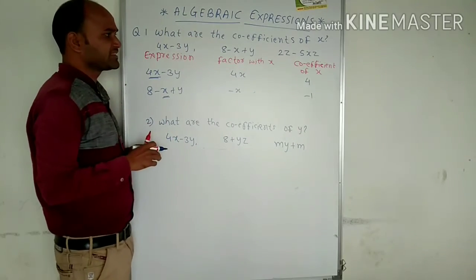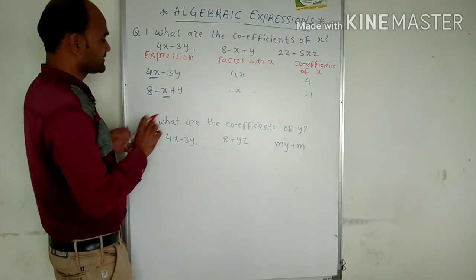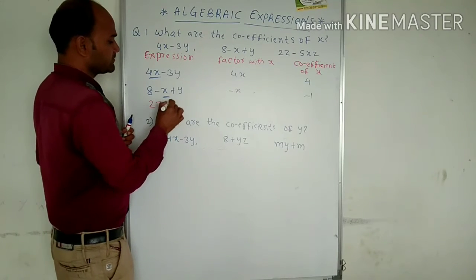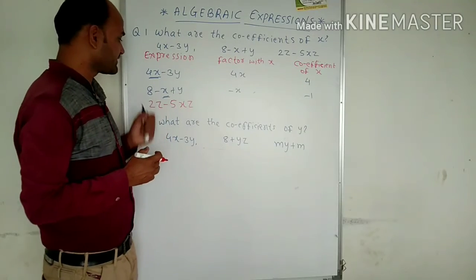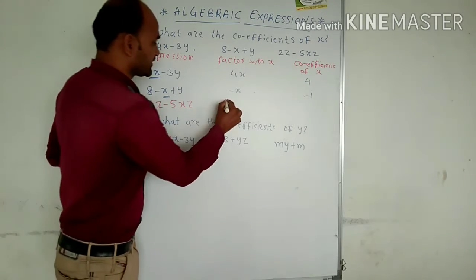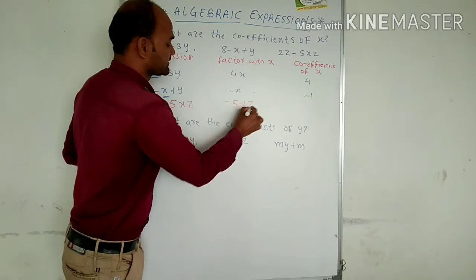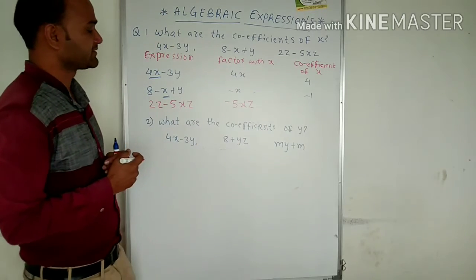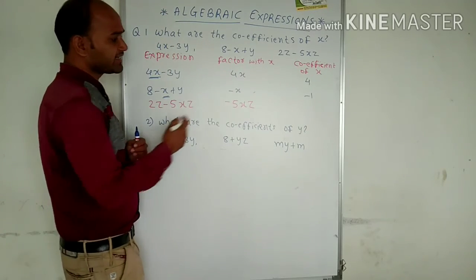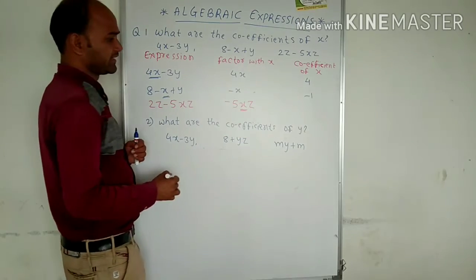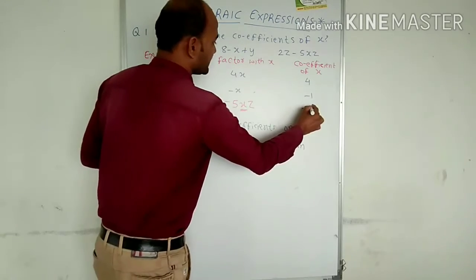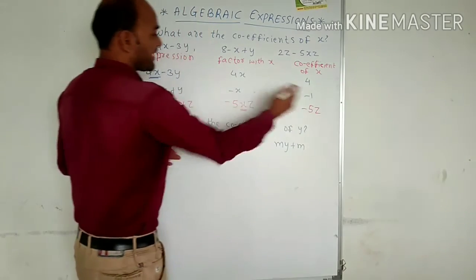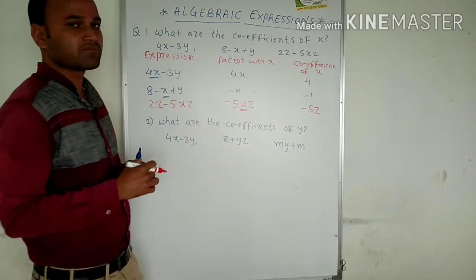And also we can see here the next term, that is 2z minus 5xz. Here the factor of x becomes minus 5xz. So what we want here is the x factor. After you leave the x, what remains here is minus 5z. So that minus 5z is the coefficient of the x.